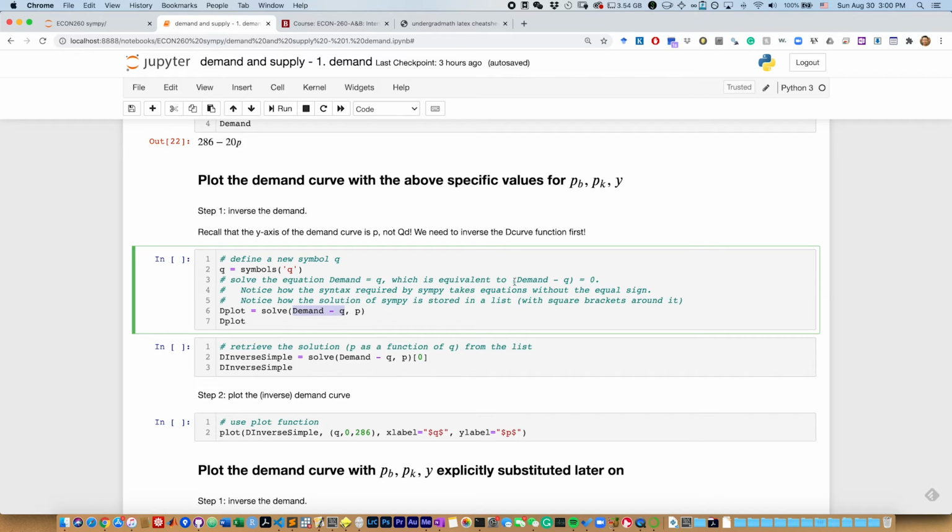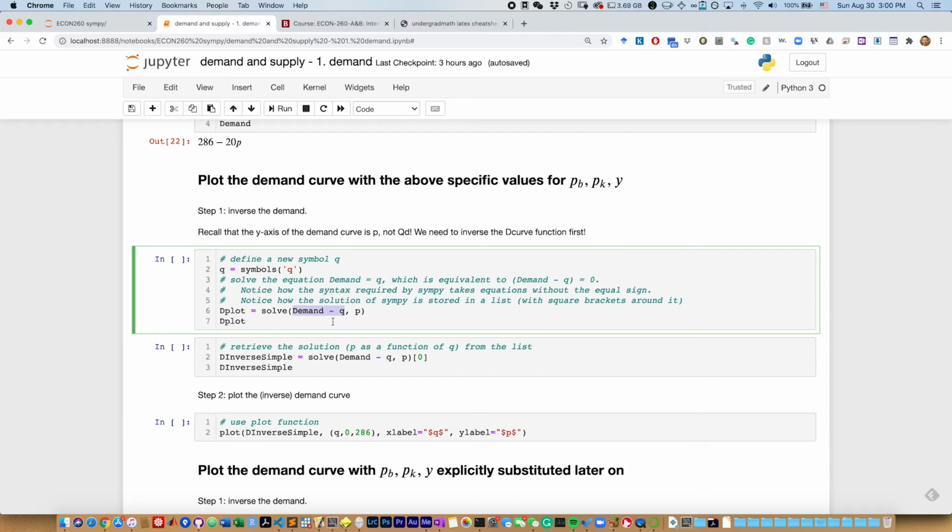So now we're just going to rewrite demand equal to Q, or Q equal to demand, into this form, which is demand minus Q is equal to 0. I'm going to put this part into the solve function as the object we want to solve. And then in addition to that, we need to tell sympy what is the variable we want to find.